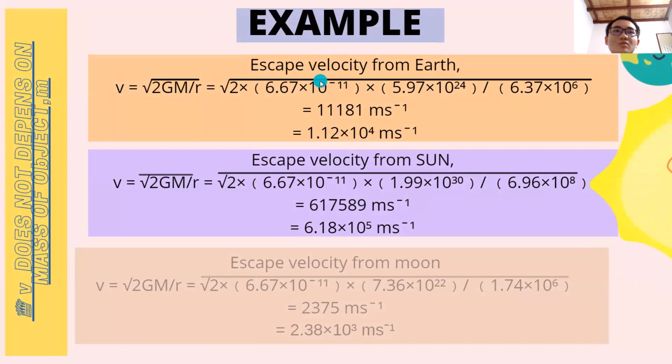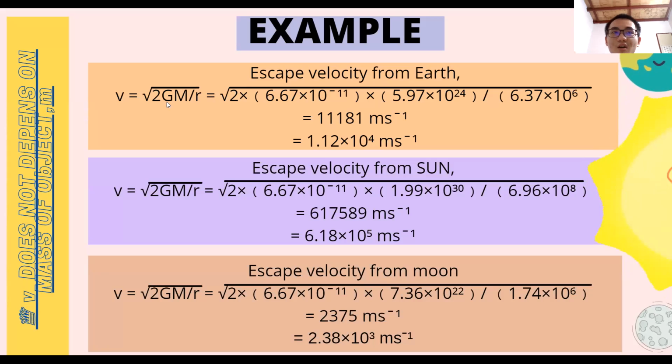This is an example to find the value of escape velocity. First is escape velocity from Earth, from the Sun, and from the Moon. We use the same formula, v equals the square root of 2GM over r. G is the gravitational constant, so it's constant, right? Then M is the mass of Earth, mass of Sun, mass of Moon. r is the radius of Earth, radius of Sun, radius of Moon. Then you get the answer.